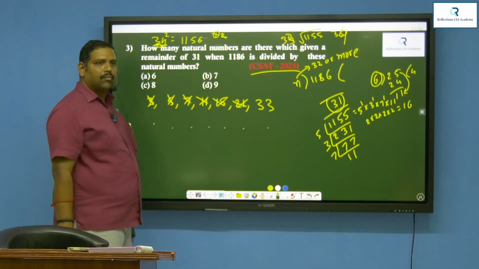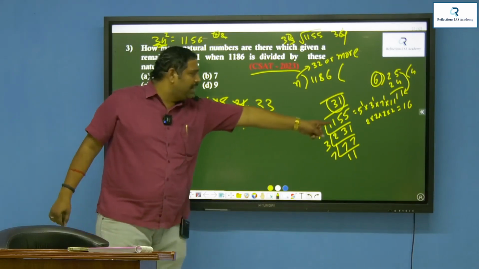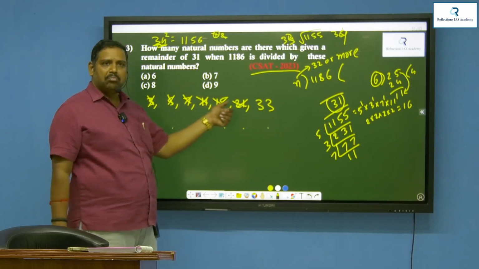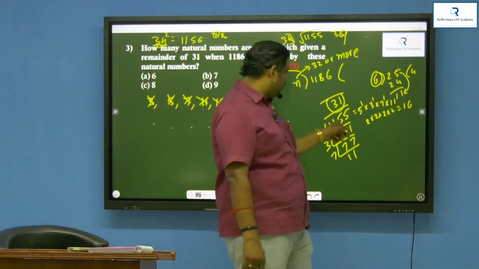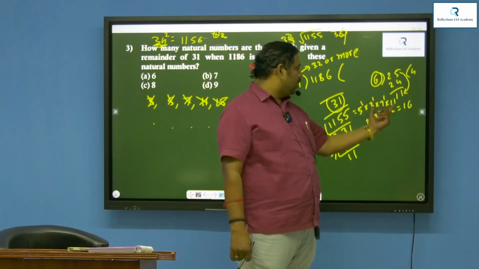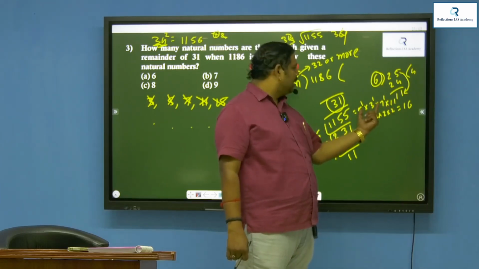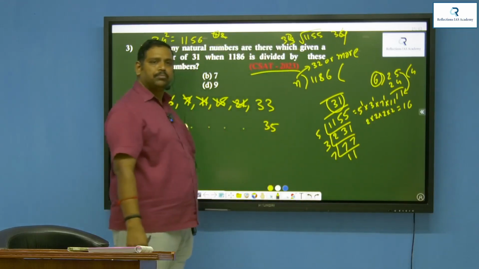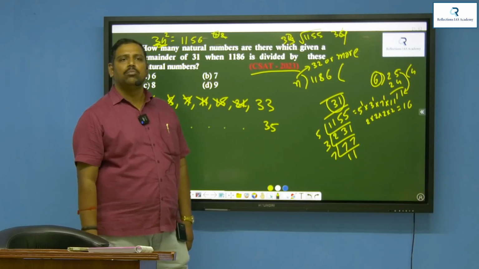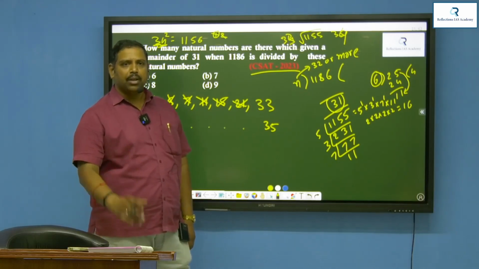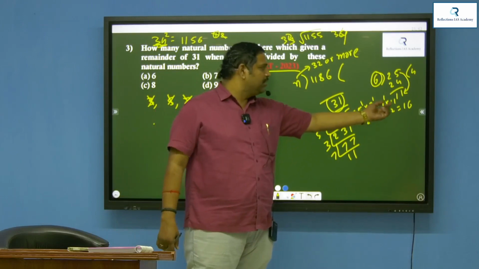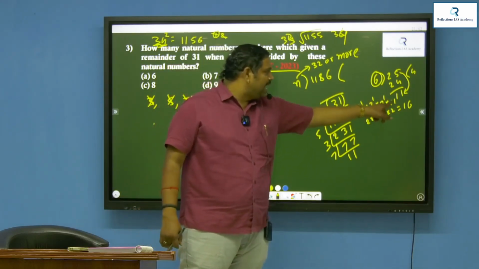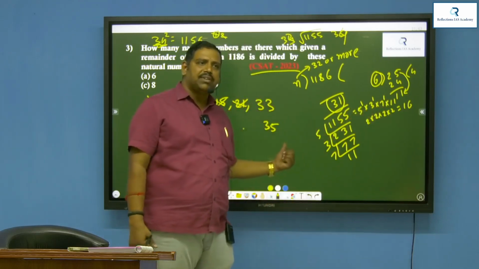Ruled out. Okay. Now 33, if you divide with this one, 33 means 11 into 3, right? Means these all will be left. 1155 means 5 into 3 into 7 into 11. Divide by 33. 33 means 3 into 11. These two will be cancelled, means 5 into 7 will be left. So 35 is the quotient.